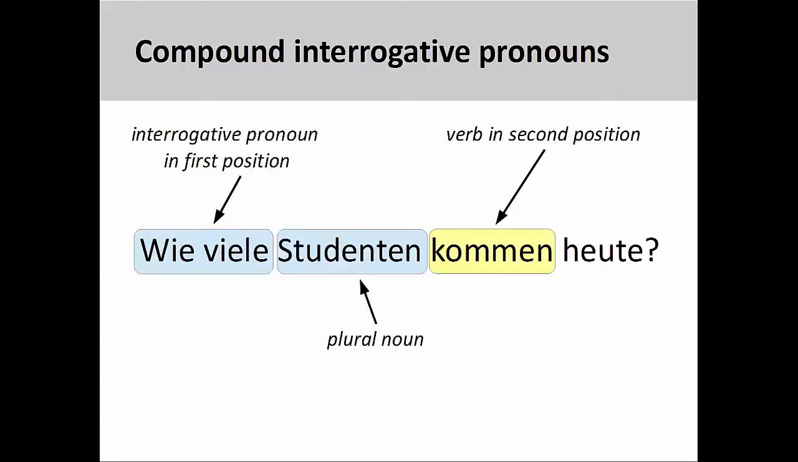The interrogative pronoun wie viele, how many, is usually used in conjunction with a plural noun to ask about the number of that noun. For example, wie viele Studenten kommen heute? How many students are coming today? Again, the verb appears in the second position.